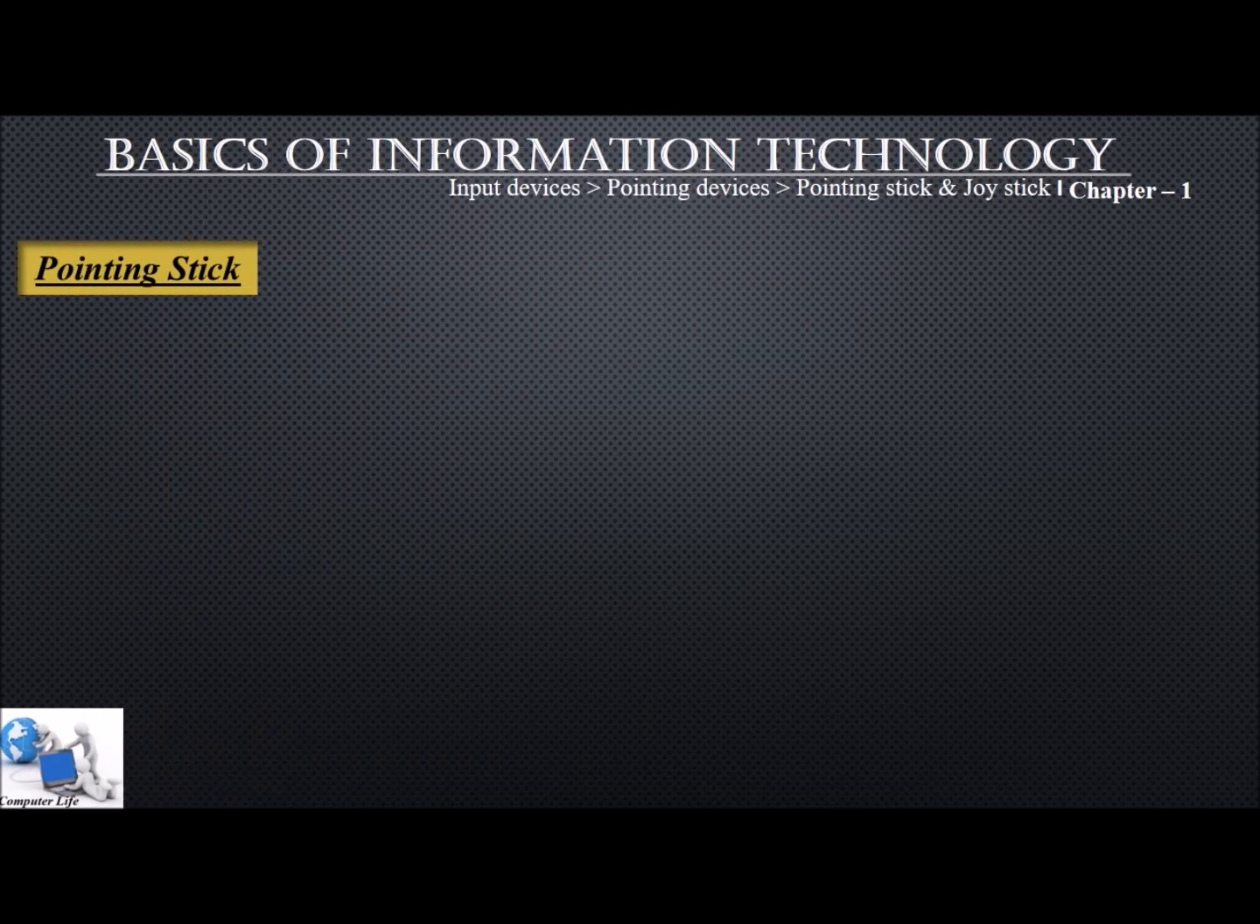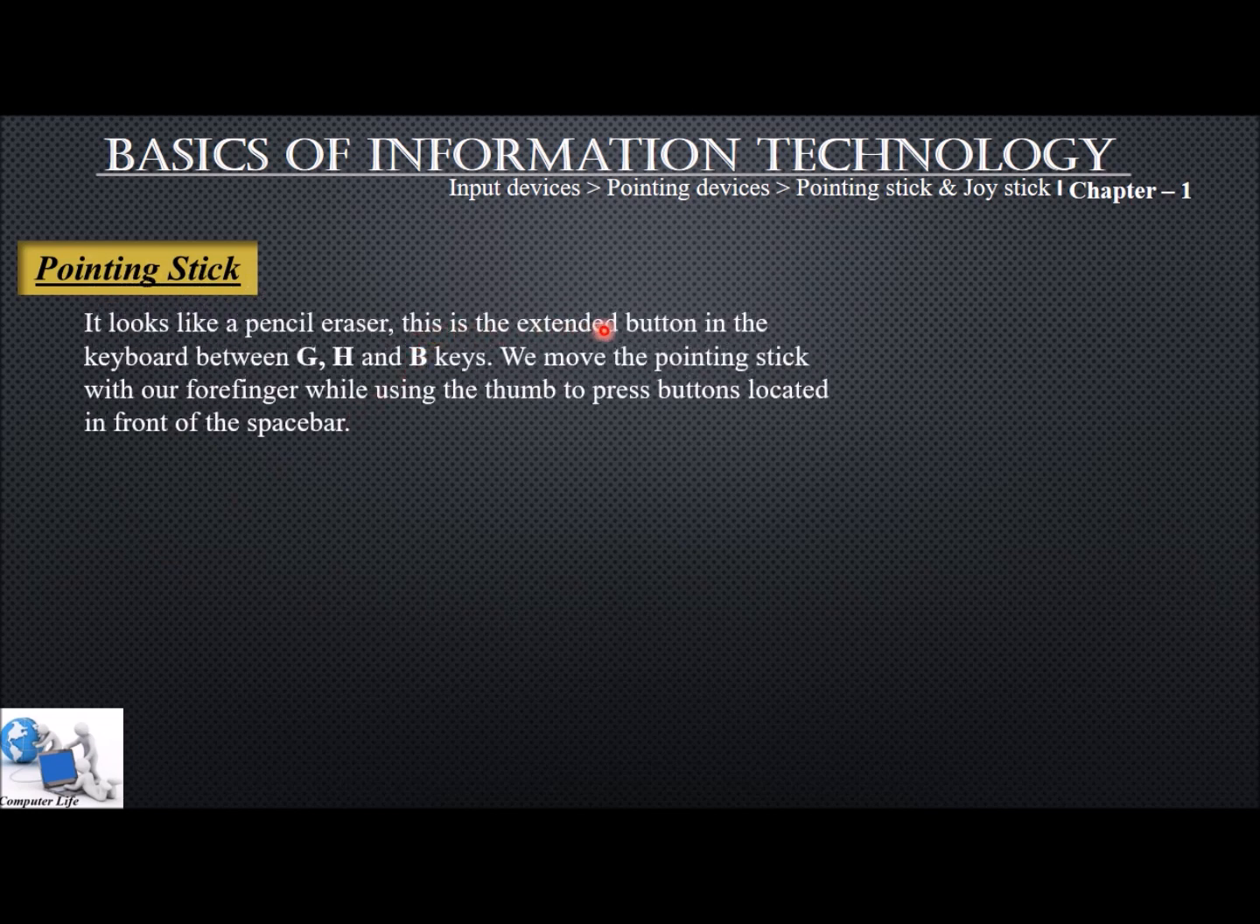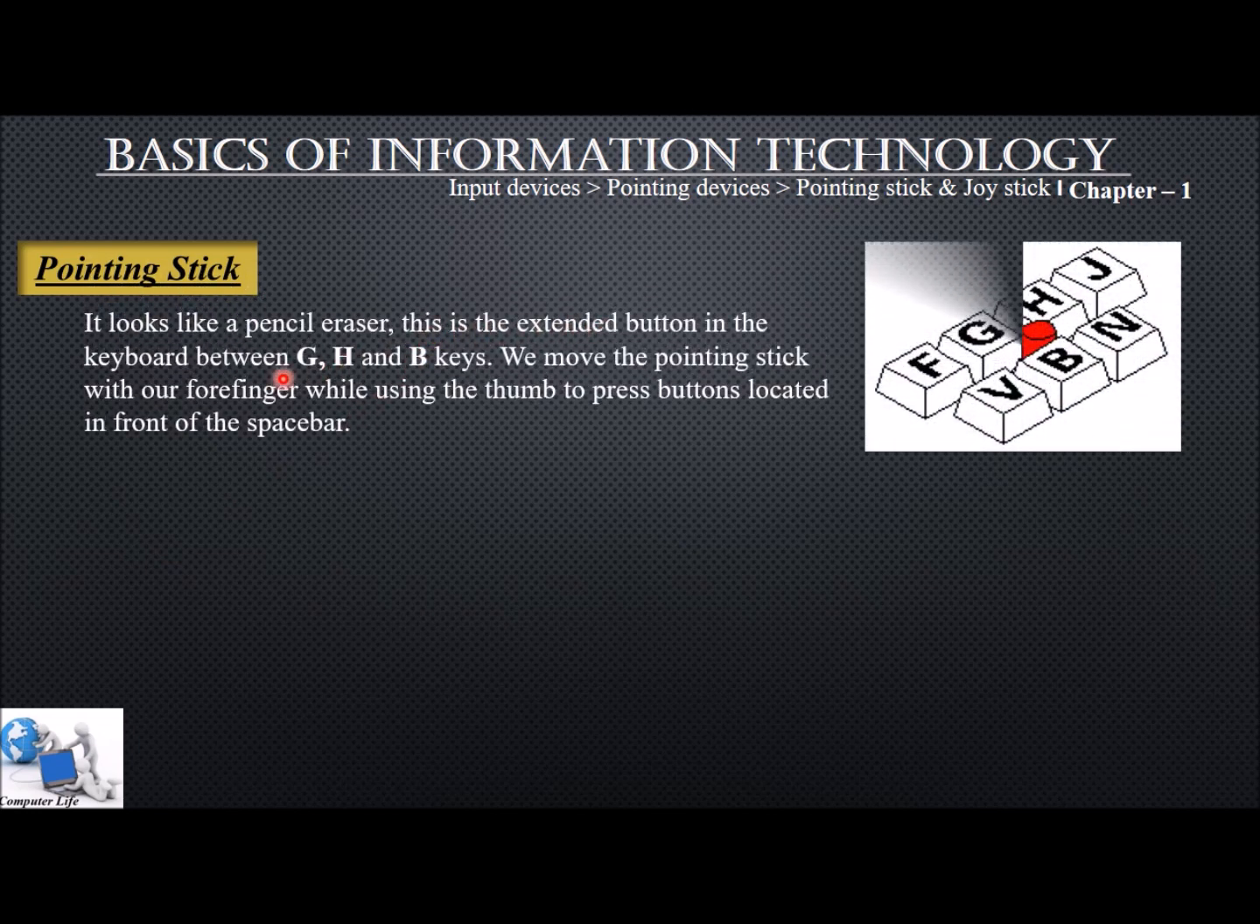The next is the pointing stick. The pointing stick looks like a pencil eraser. This is the extended button in the keyboard between the G, H and B keys. We move the pointing stick with our forefinger while using the thumb to press buttons located in front of the spacebar. In the diagram, the red key is the pointing stick. When we press this key, we can control the cursor position on the screen as we want.